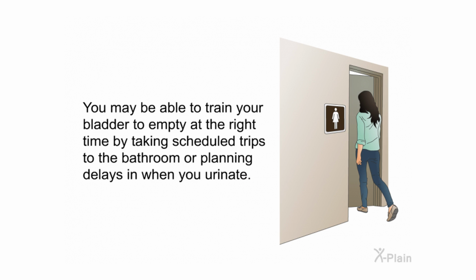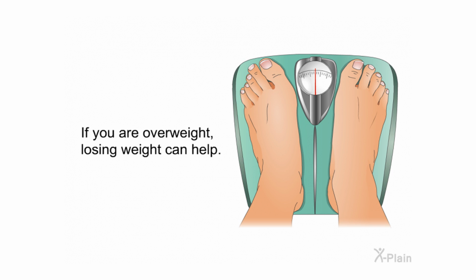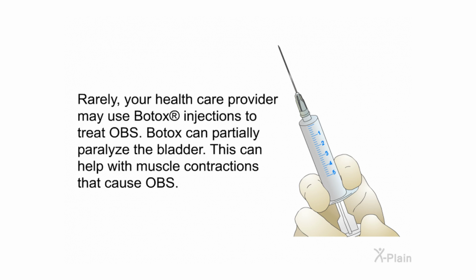You may be able to train your bladder to empty at the right time by taking scheduled trips to the bathroom or planning delays in when you urinate. You may need to change how much liquid you drink. Drinking less caffeine and alcohol can also be helpful for some people. If you are overweight, losing weight can help.